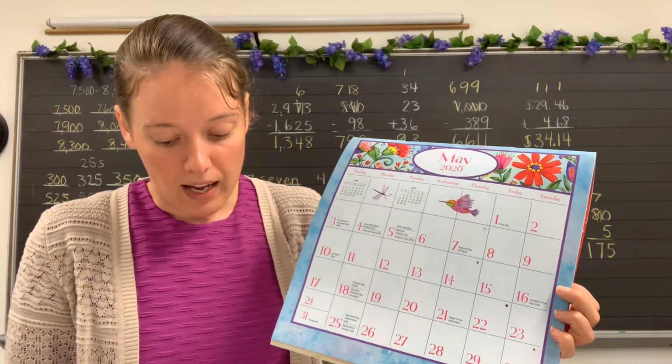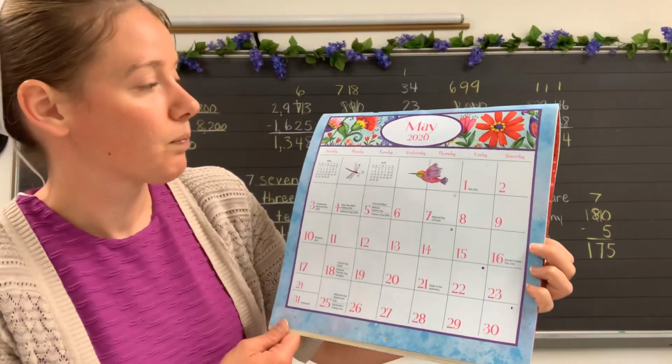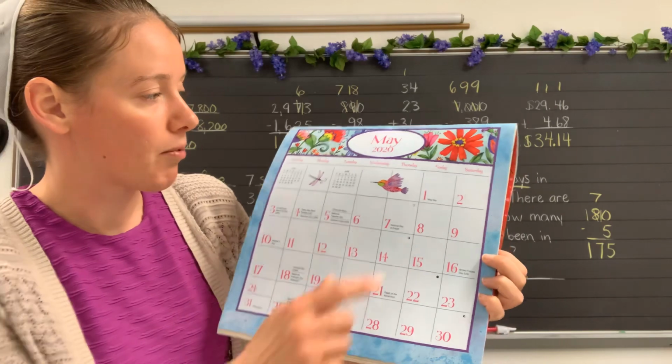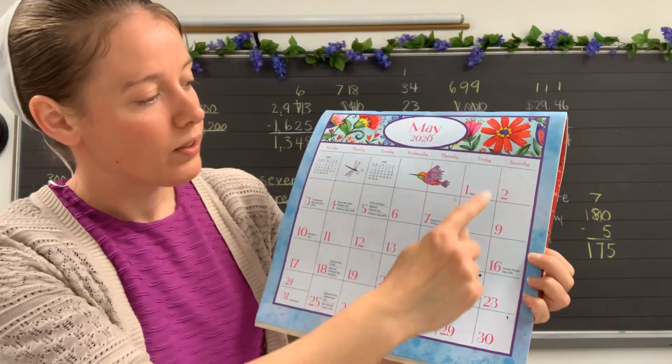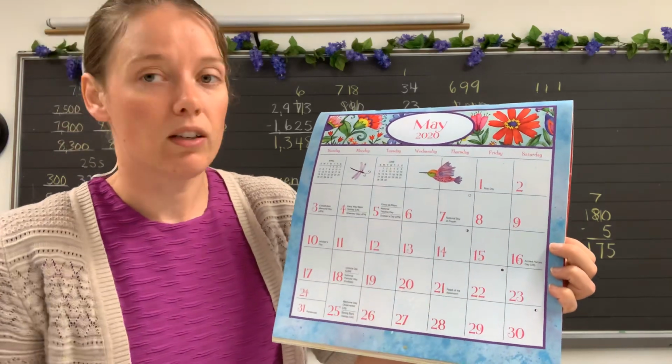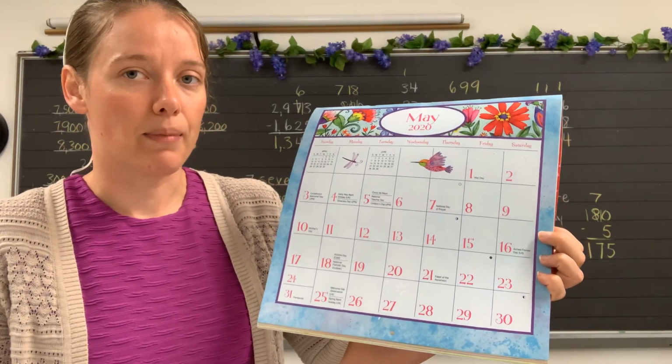How many Fridays are in this month? Well, then you look at Fridays. Here's Friday. And so then you count down 1, 2, 3, 4, 5. It looks like 5 Fridays in the month of May.